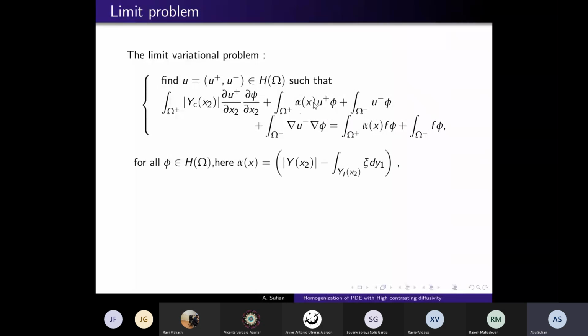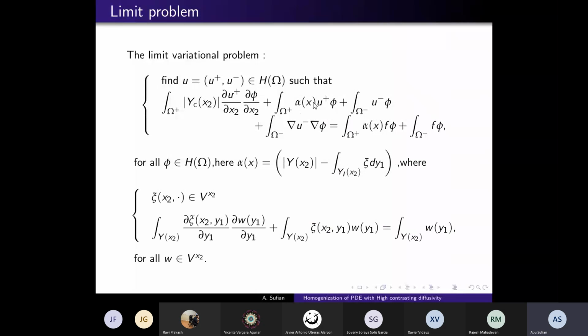So what is alpha x? Alpha x is given by the measure of Y x2 minus the integral over Y I x2 of xi dy, where xi satisfies the cross-sectional cell problem. That is, xi x2 belongs to V x2 such that the integral over Y x2 of del xi del y1 del w del y1 plus the integral over Y x2 of xi x2 w equals the integral over Y x2 of w. This is true for all w belonging to V x2, and this cell problem has a unique solution, again by Lax-Milgram. So now what we will show is that our limit problem satisfies this variational problem.